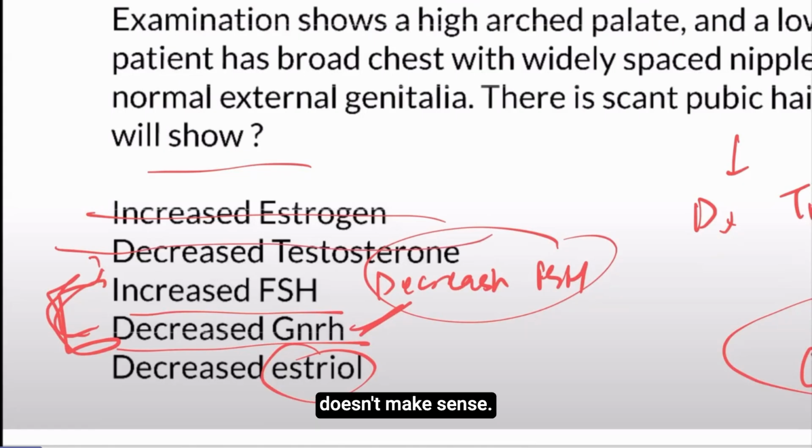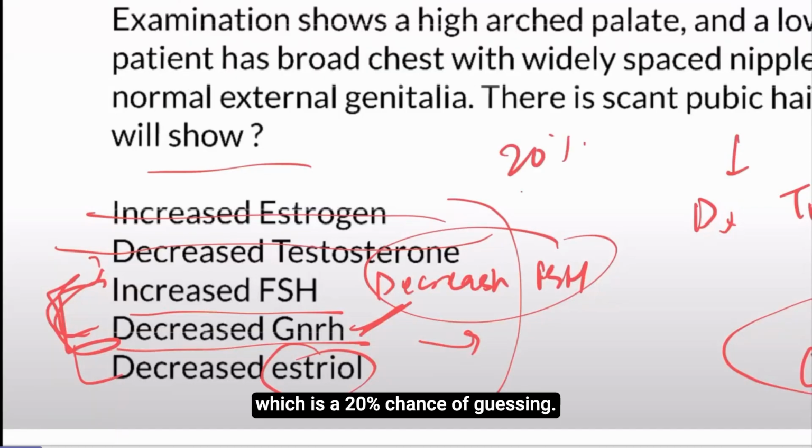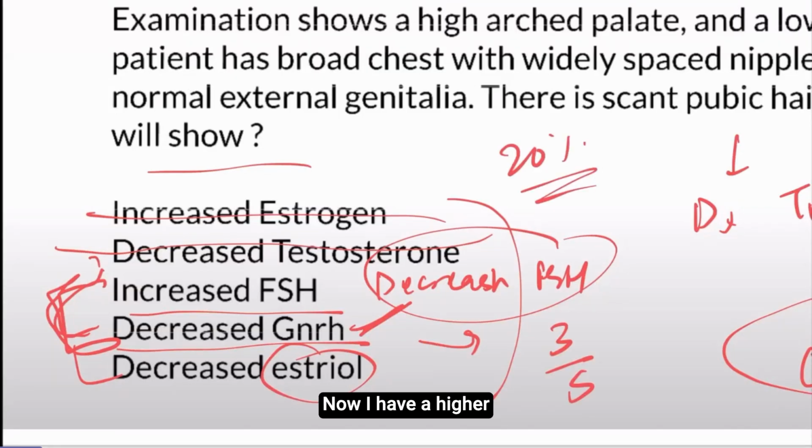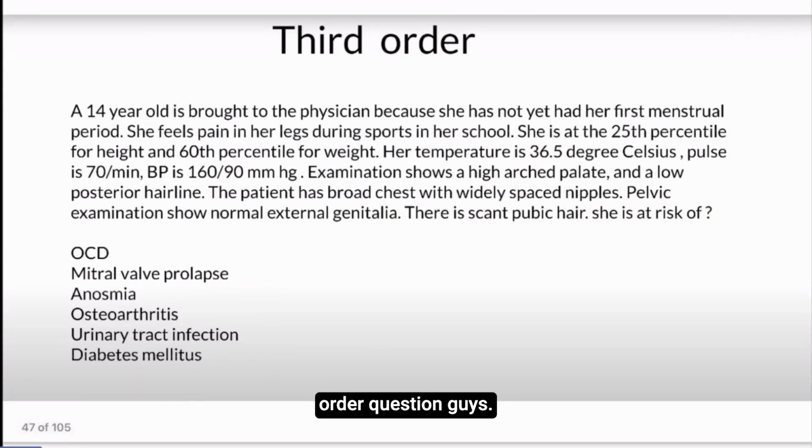Decreased testosterone doesn't make sense. It's a woman, why would testosterone make a big difference, unless it was increased, which is PCOS. So increased FSH, decreased GnRH, or decreased estradiol is where I would have lied. Compared to a 20% chance of guessing, now I have a higher chance of guessing. So 1 in 3, which is 33%. Let's now go to a third order question, guys.